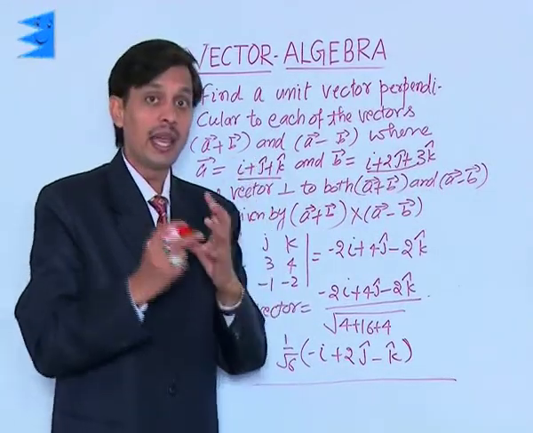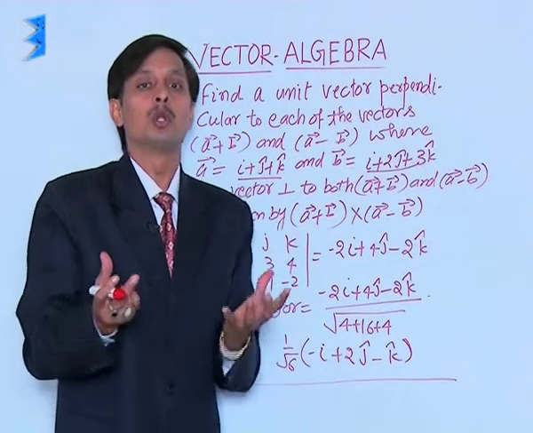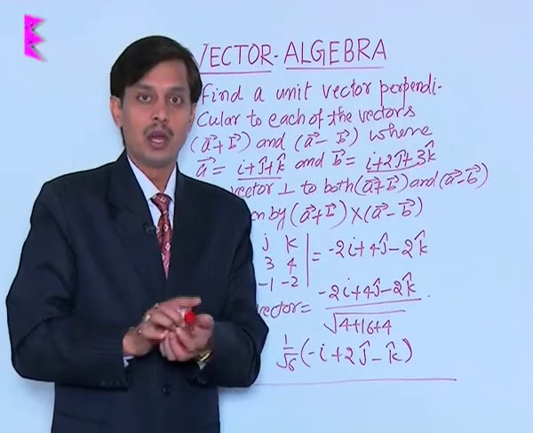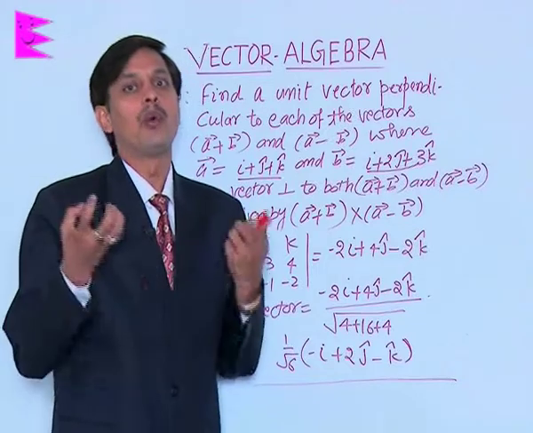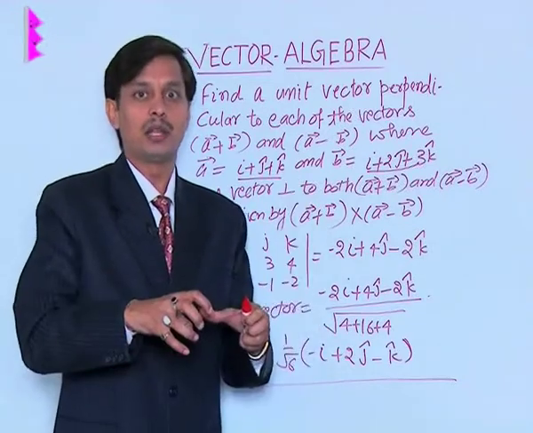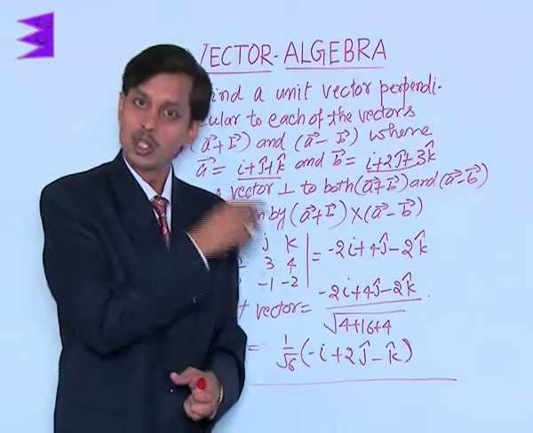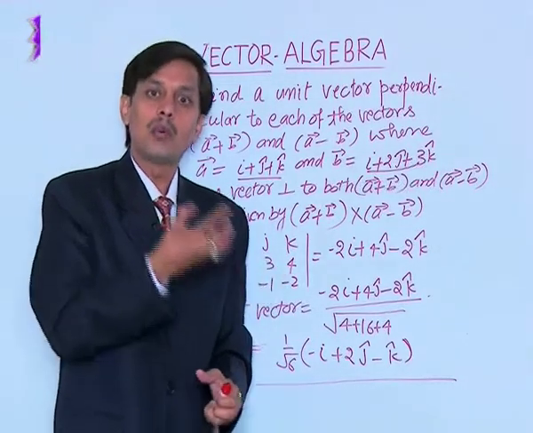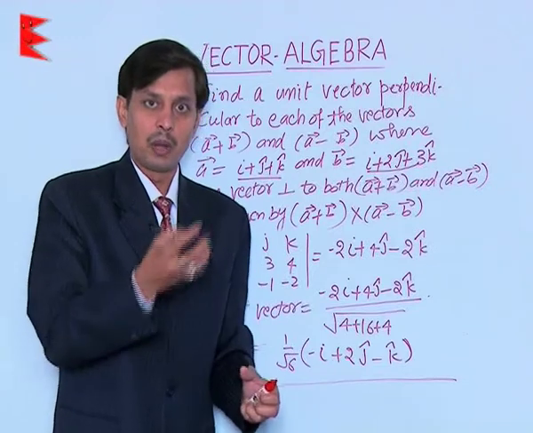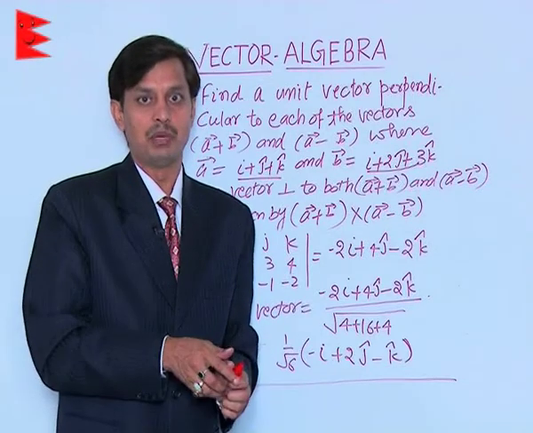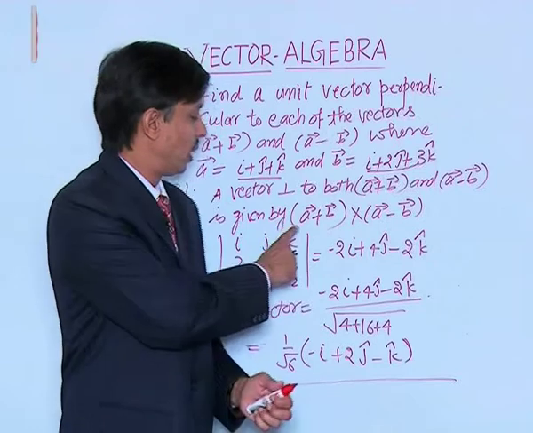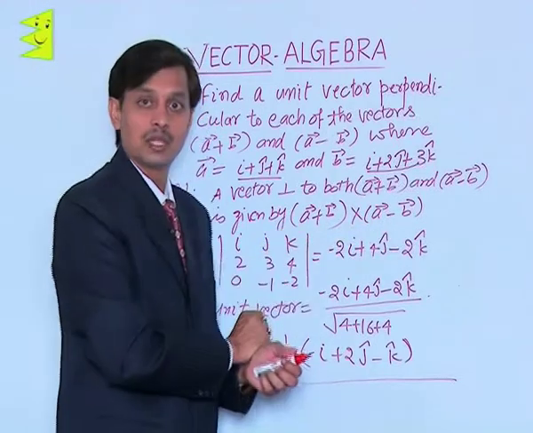Now to obtain any vector which is perpendicular to both of these, what we need to do? Always remember, whenever we want to find a vector perpendicular to two vectors, we need to calculate their cross product. So here in this problem, we are looking for a vector which is perpendicular to a plus b and a minus b. That's why we will calculate a plus b cross a minus b.